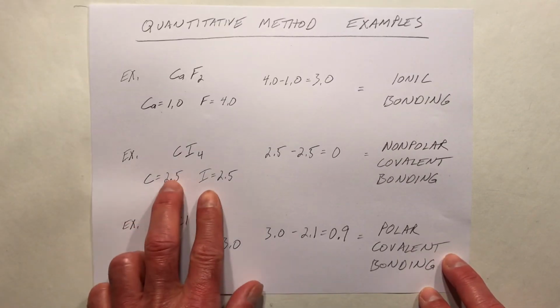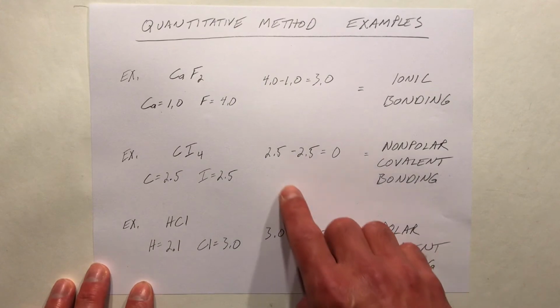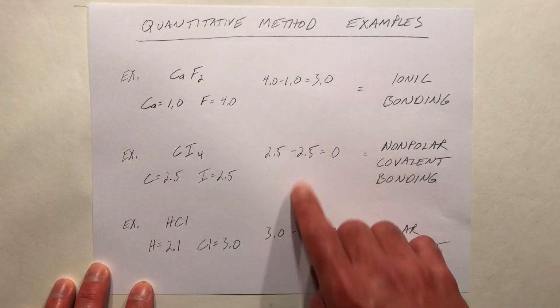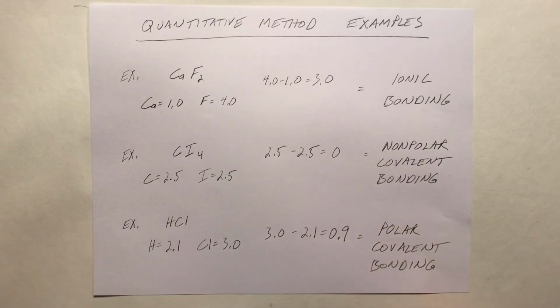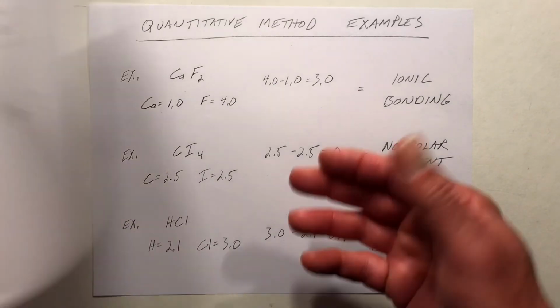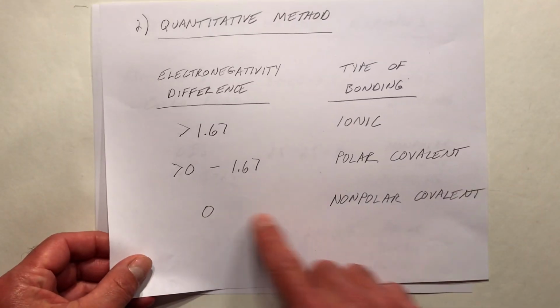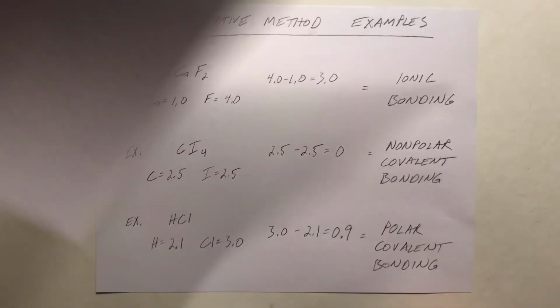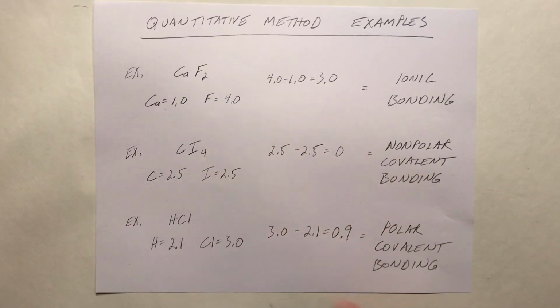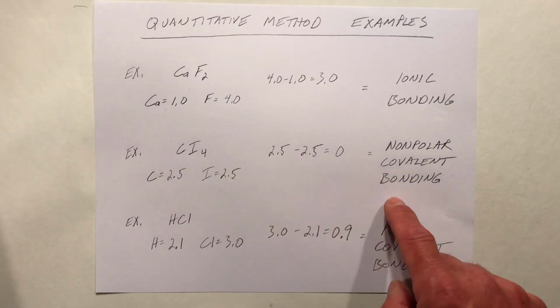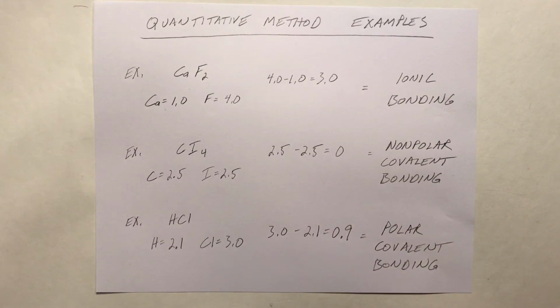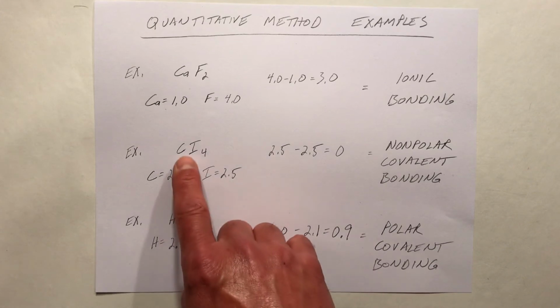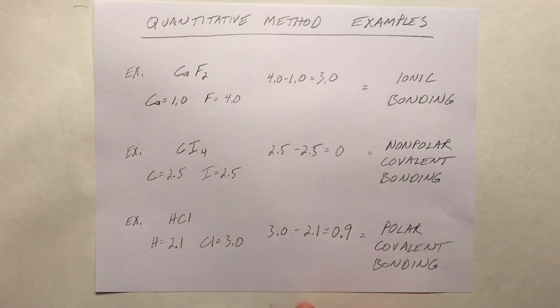So since the electronegativities of these two elements are exactly the same, the difference, 2.5 minus 2.5, is 0. A 0 electronegativity difference indicates a nonpolar covalent bond. So we would say that CI4 has bonds that are all nonpolar covalent. Now we don't have to worry about single or double or triple bonding. We just have to compare the type of the elements and compare the electronegativity of the different types of elements.